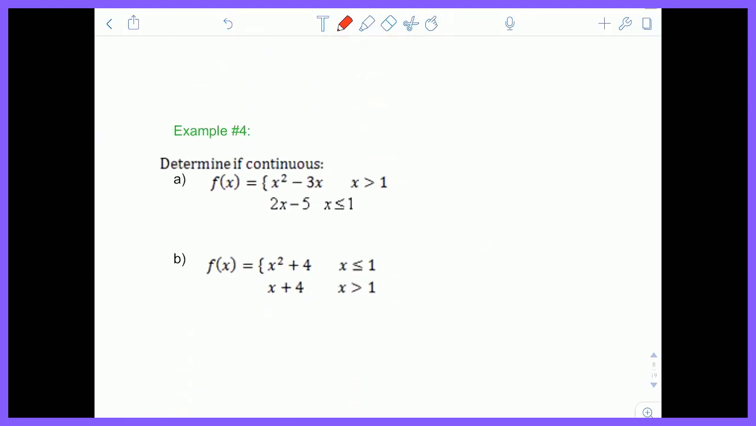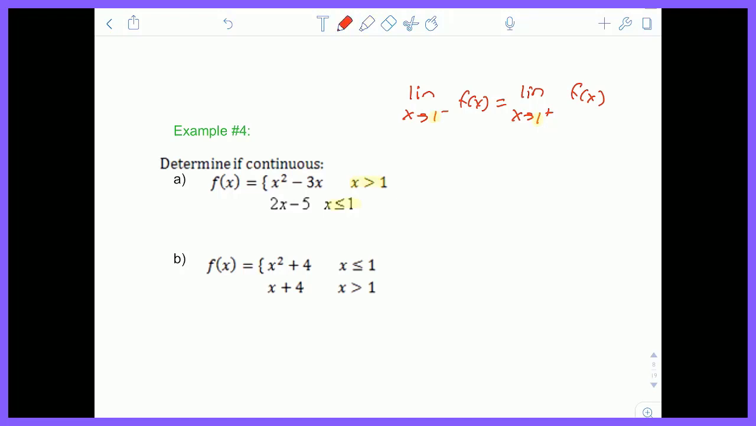Let's take a look at this example right here. It's determining continuity. Again, we're just going to be doing the limit from the left and the right. So the limit as x approaches 1 from the left of f of x equals the limit as x approaches 1 from the right of f of x. Again, this is what I hope to be true. This might not be true. And how did I figure out it's supposed to be a 1? I looked at the bounds, and that's what kind of gave it away.